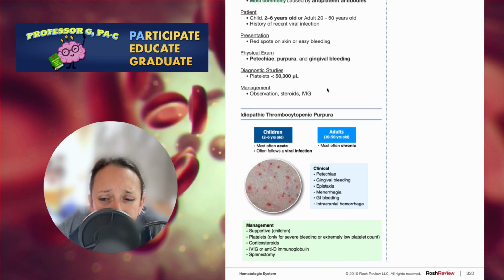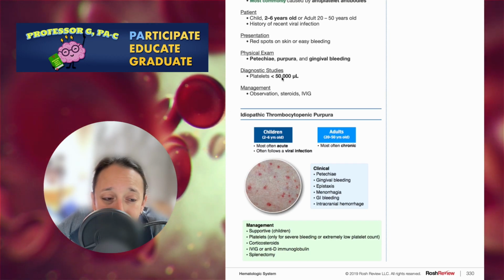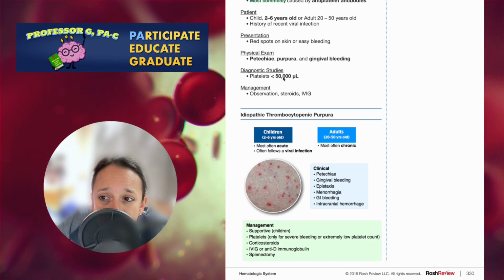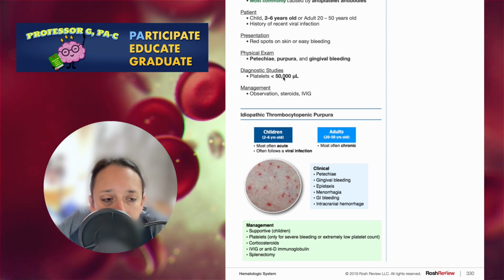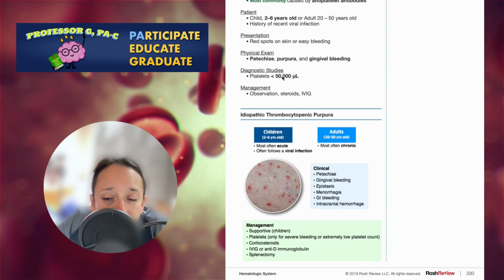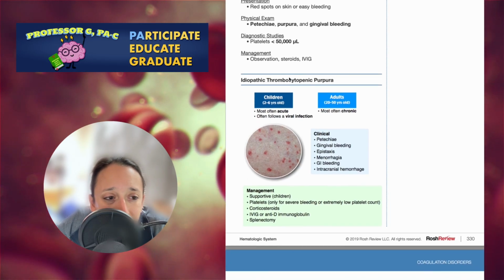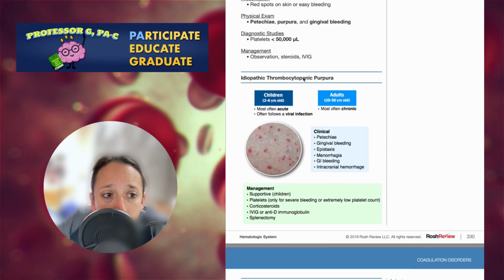On labs, you're really looking for that isolated low platelet count. We're looking at platelets less than 50,000. But really anything less than 100,000, we want to be a little leery about. The PT, PTT, red cell indices, those are all going to be normal. And the problem is really the platelet destruction, not coagulation or production.